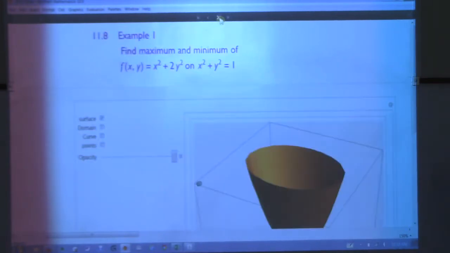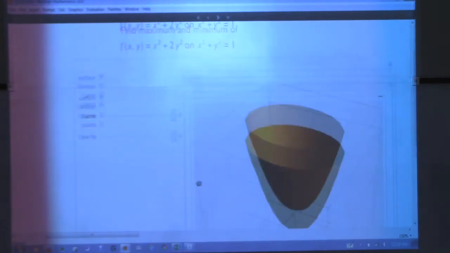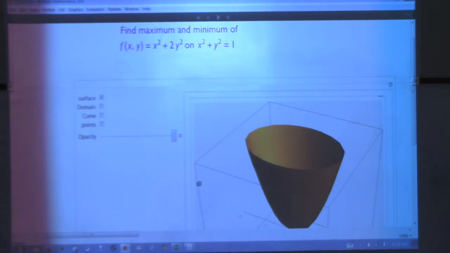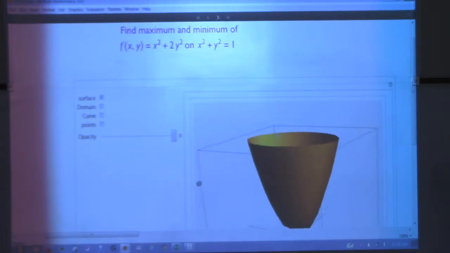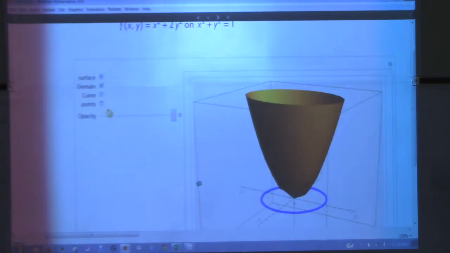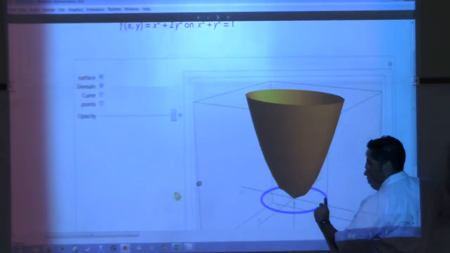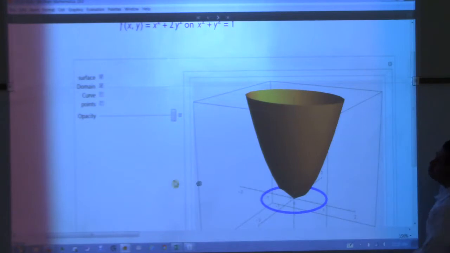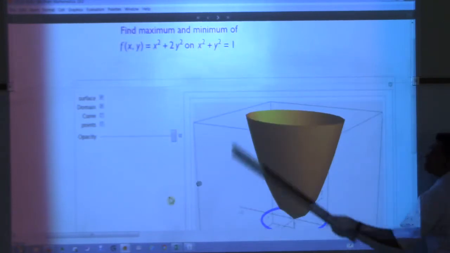All right, let's see this in action. Find the maximum and minimum of the function f of x, y equals x squared plus 2y squared on x squared plus y squared equals 1. So we have this paraboloid. This is actually the one I showed you just a second ago. We are going to restrict its domain to this curve down here on the ground, which is x squared plus y squared equals 1. Do y'all see the constraint equation?